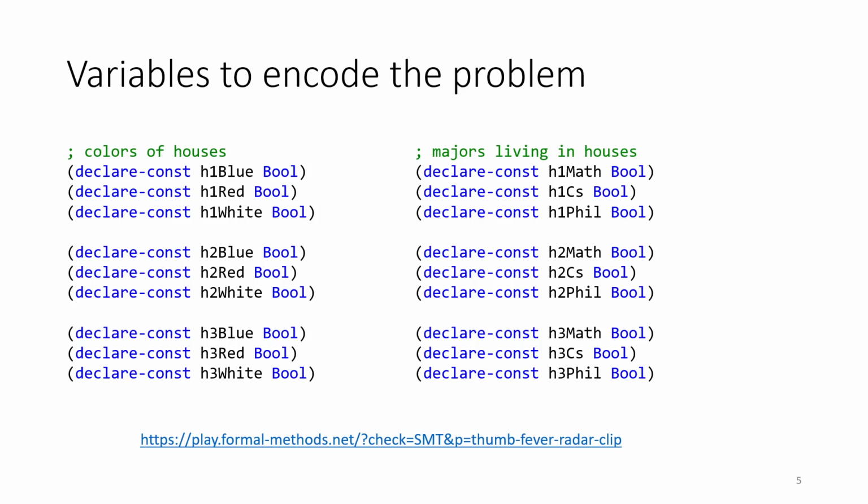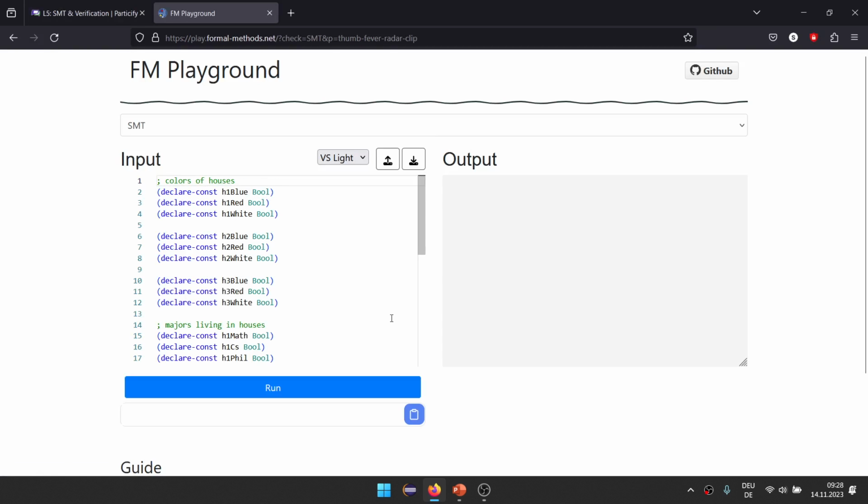This would be one attempt where we say that house 1 is blue, house 1 is red, or house 1 is white. We could say that house 2 is blue, red, white, house 3 is blue, red, white. House 3 has math, computer science, philosophy. House 2 has all these, right? This is one way where we really just use propositional variables, which means that we can also do this with a SAT solver. But that's fine, because our SMT solver can also do all the SAT solving. So this would be the encoding of the variables.